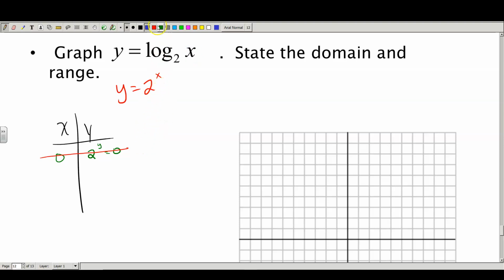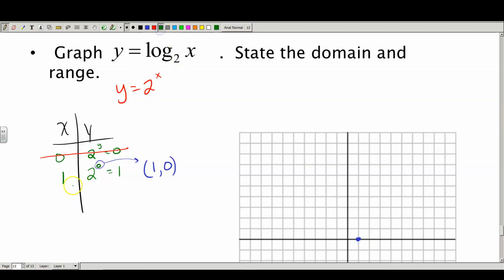Okay, so continuing on, what if we plug in 1? Well, this should work, because we're asking ourselves the question, 2 to the what is equal to 1? That's going to be 0, because 2 to the 0 is equal to 1. Therefore, we do have this point. If I plug in 1, I get 0 in this function. So I have one point, and I can plot that: (1, 0) right here.